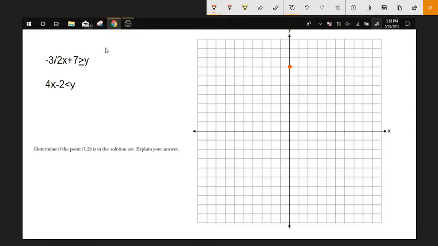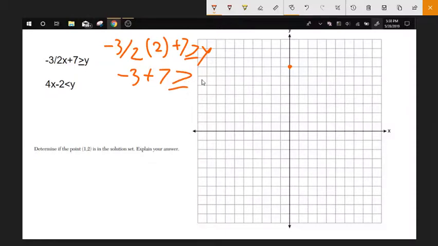So negative 3 out of 2 multiplied by 2 plus 7 is less than or equal to y. And then negative 3 out of 2 multiplied by 2 is negative 3, plus 7 is greater than or equal to y. And 4 is greater than or equal to y. And so now we can just plot that here. When x is 2, y is 4.